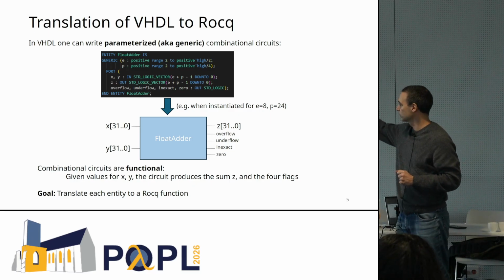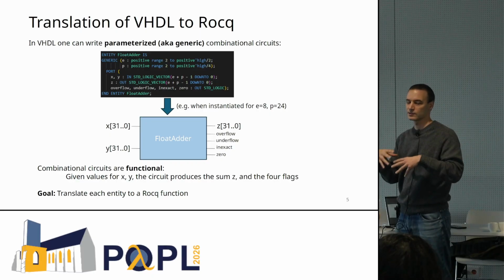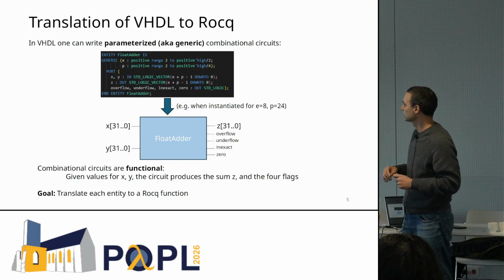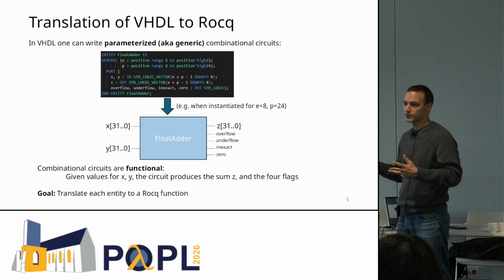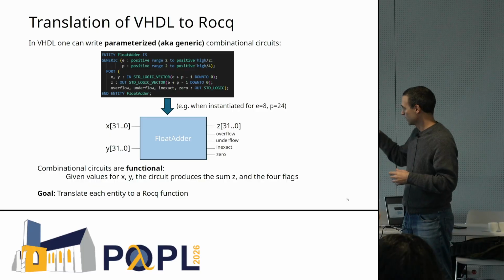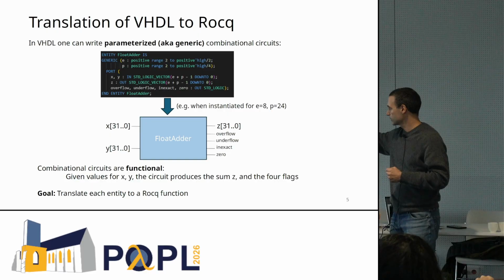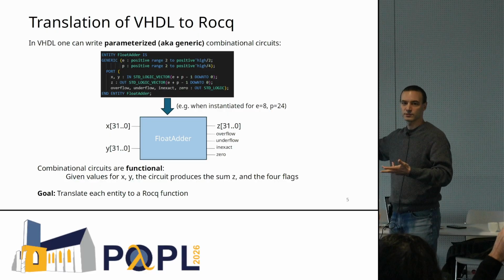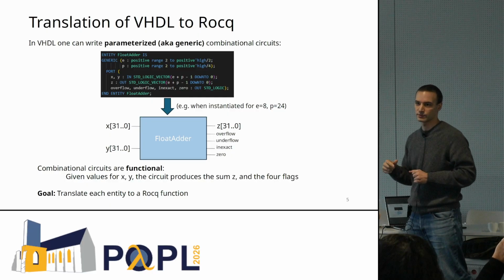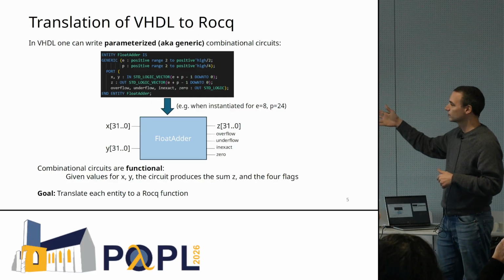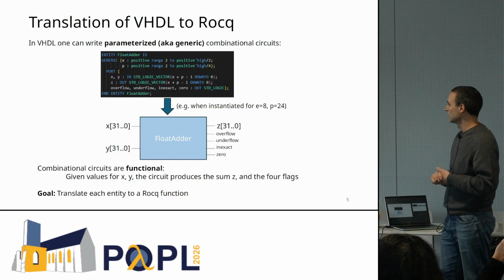So here's an entity in VHDL. An entity is like a signature in VHDL. So you specify E and P, which are just integer parameters, the generics. Given such values for E and P, the entity specifies that this is a circuit with input vectors x and y of size E plus P, and output vector z and some flags. So this is a floating point adder.